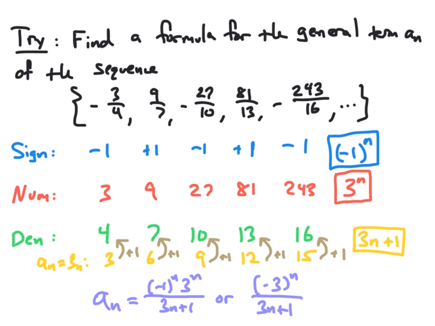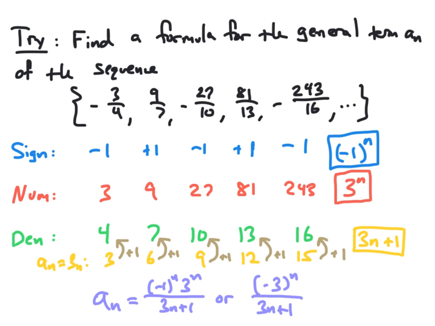The numerator values are 3, 9, 27, 81, and 243. And those are all powers of 3. And we start with 3 to the first power, then 3 to the second, and so on. And so we can represent the numerators by the formula 3 to the nth power.